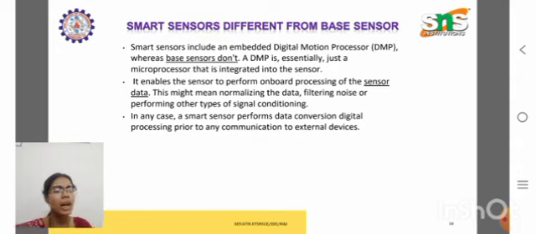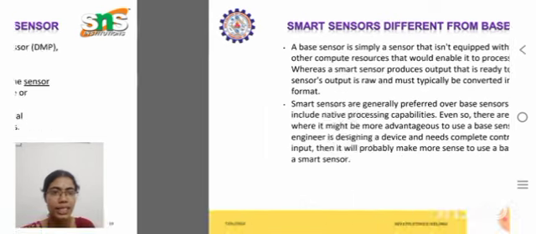How do smart sensors differ from the base sensor? Smart sensors include an embedded digital motion processor, DMP, whereas the base sensor doesn't. A DMP is essentially just a microprocessor that is integrated into the sensor. It enables the sensor to perform onboard processing of the sensor data. This might mean normalizing the data, filtering noise, or performing other types of signal conditioning. In any case, a smart sensor performs data conversion and digital processing prior to any communication to external devices.